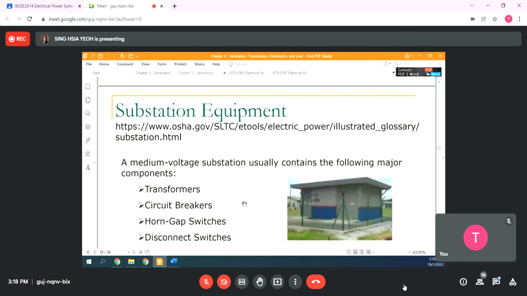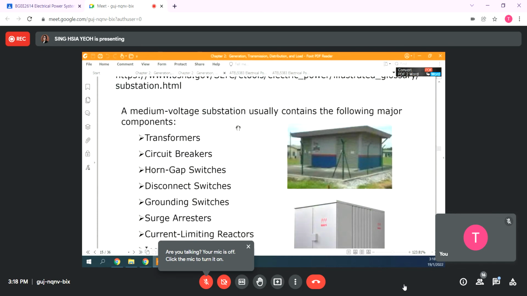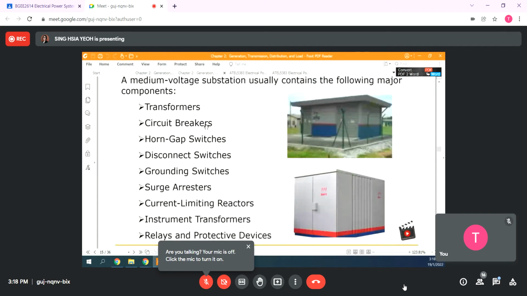And the substation equipment. So this is a substation. Sometimes we call it a TNB house. So a medium voltage substation usually contains the following components. You have transformer, circuit breaker, horn gap switches, disconnect switches, grounding switches, surge arrestor, current limiting reactors, instrument transformer, relays, and protecting devices inside one TNB house, or substation.